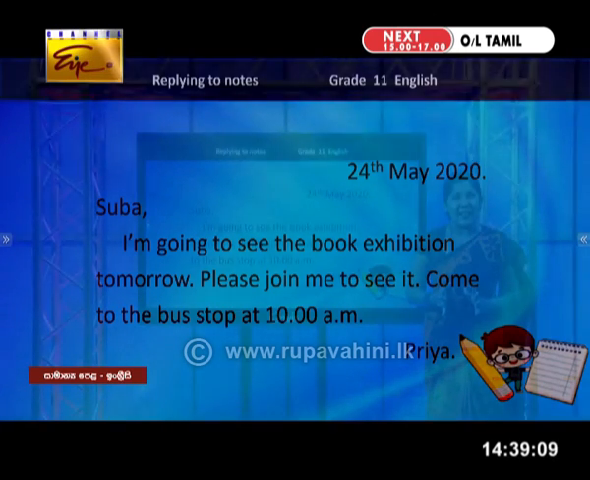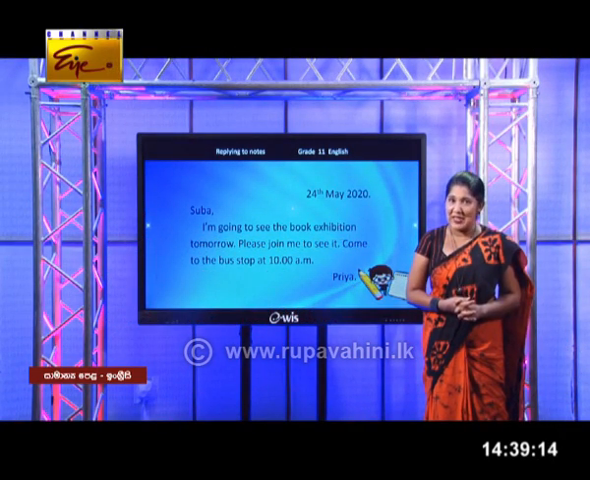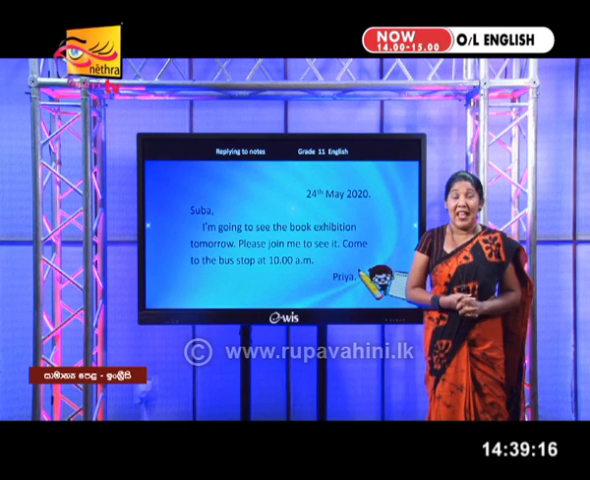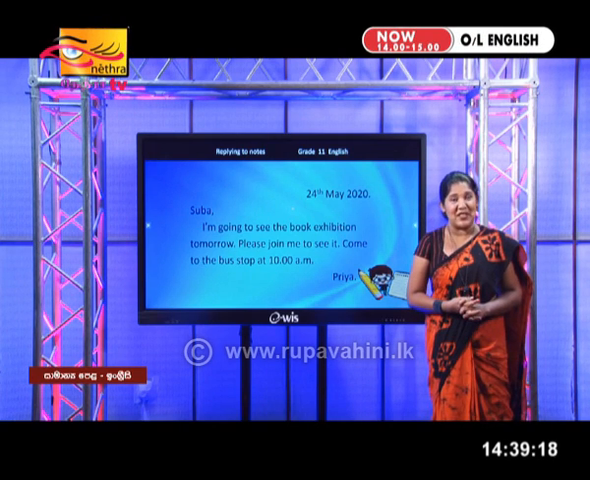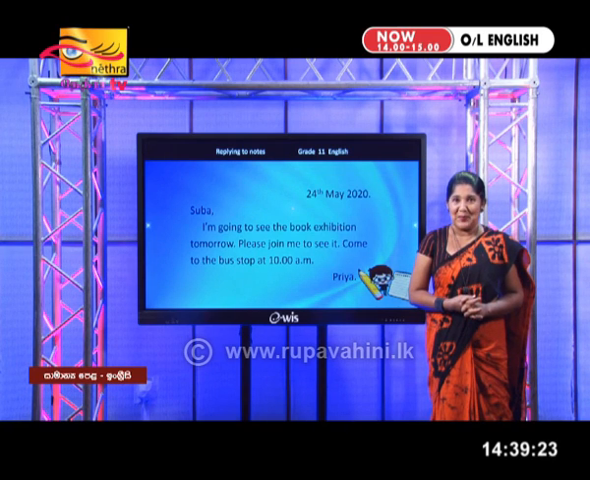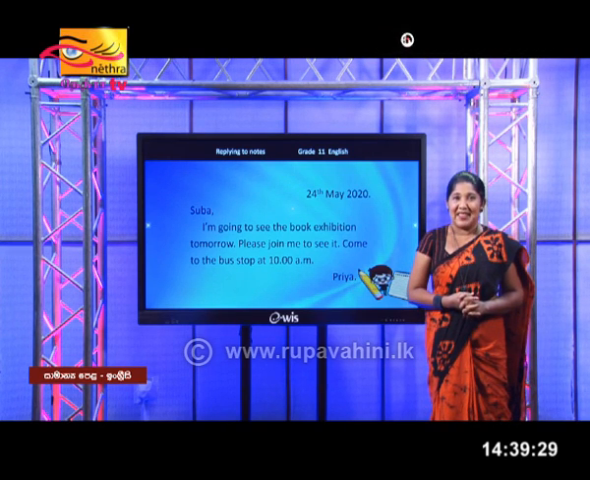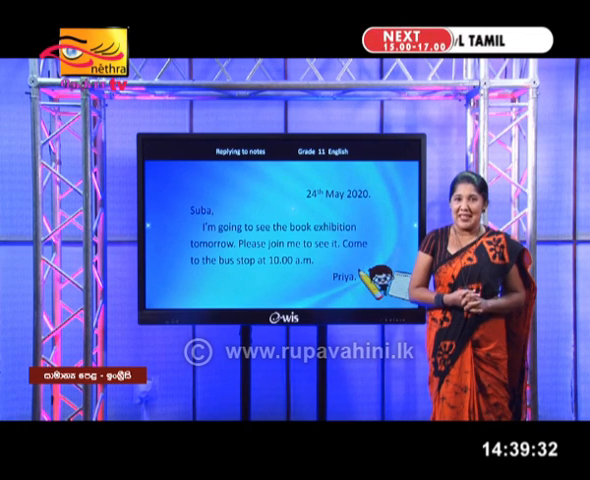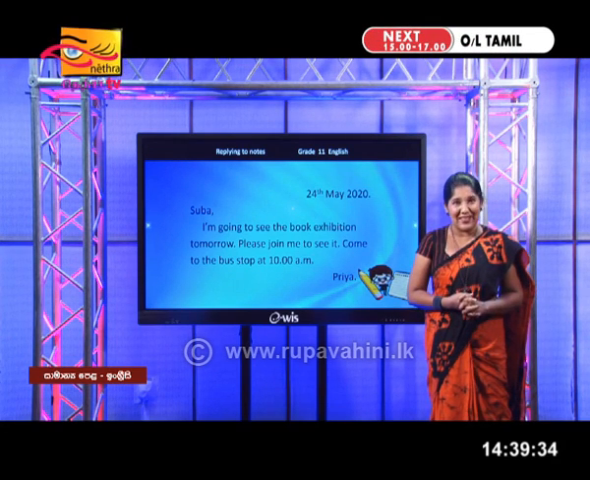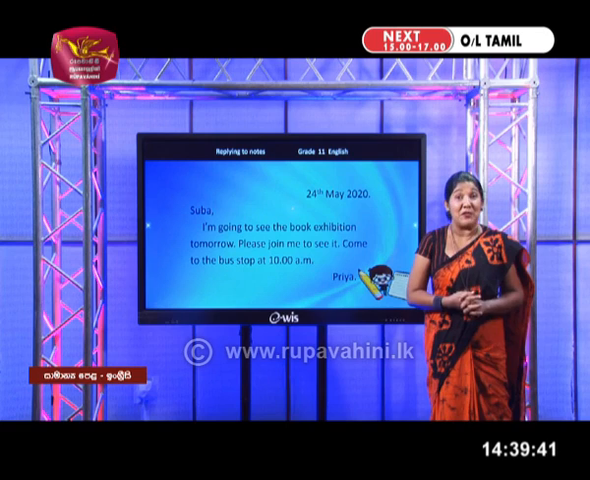So you see, it is a very simple note that Priya has written to Subha. And as you know, in the conversation, Subha has got her mother's permission. And Subha is also willing to go to see the exhibition. And do you want to see what Subha will write? Of course, you know that Subha is going to accept the invitation.